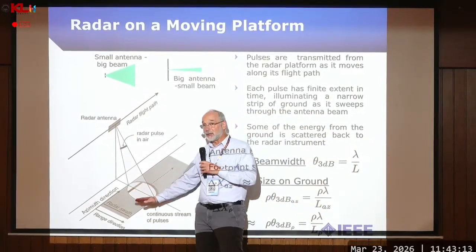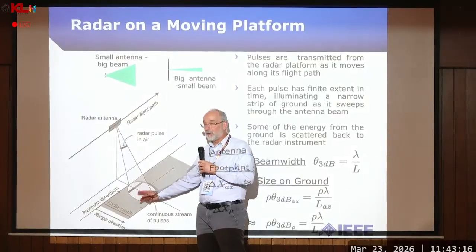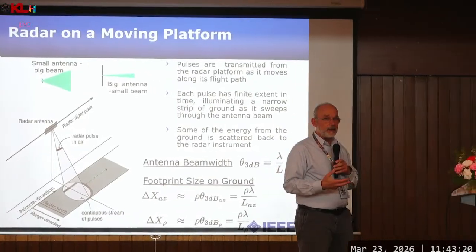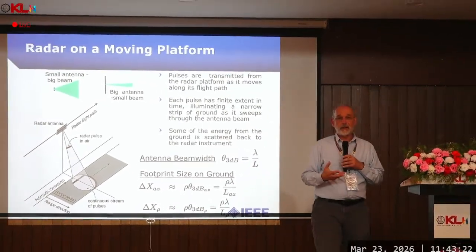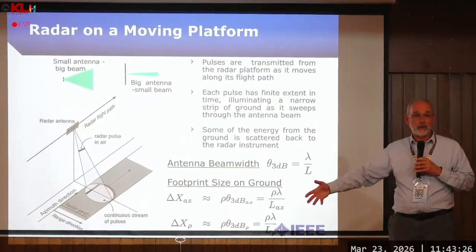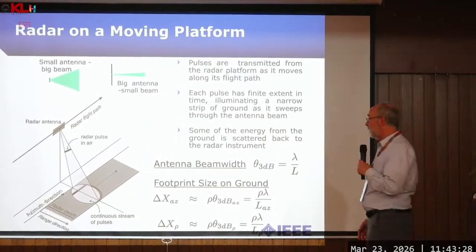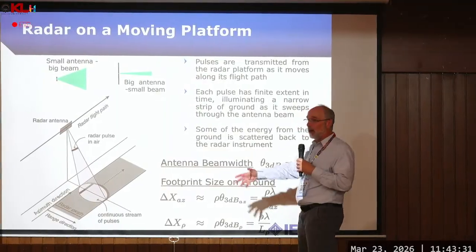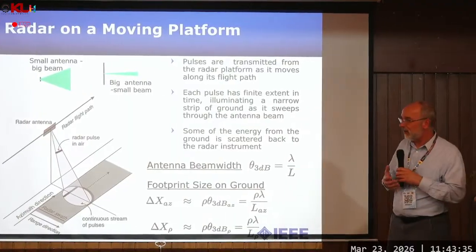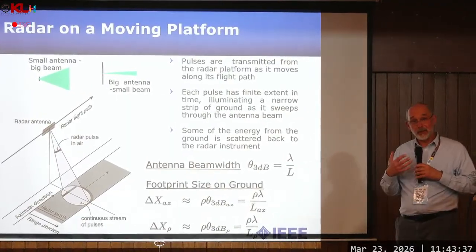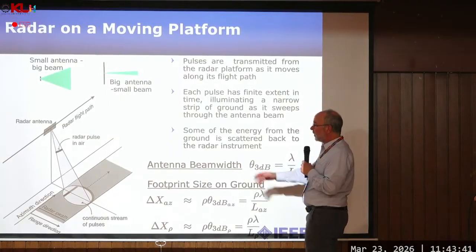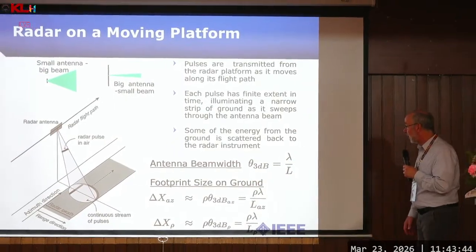But in the other dimension, we have this very wide footprint. If we have a wavelength of 24 centimeters, an antenna that's roughly 12 meters in length, then the footprint size of that radar on the ground is going to be 20 kilometers or so. So that gives us a very wide footprint and very low resolution, which is not what we want if we want to build up high resolution images. So we need to do something to try to take care of that.